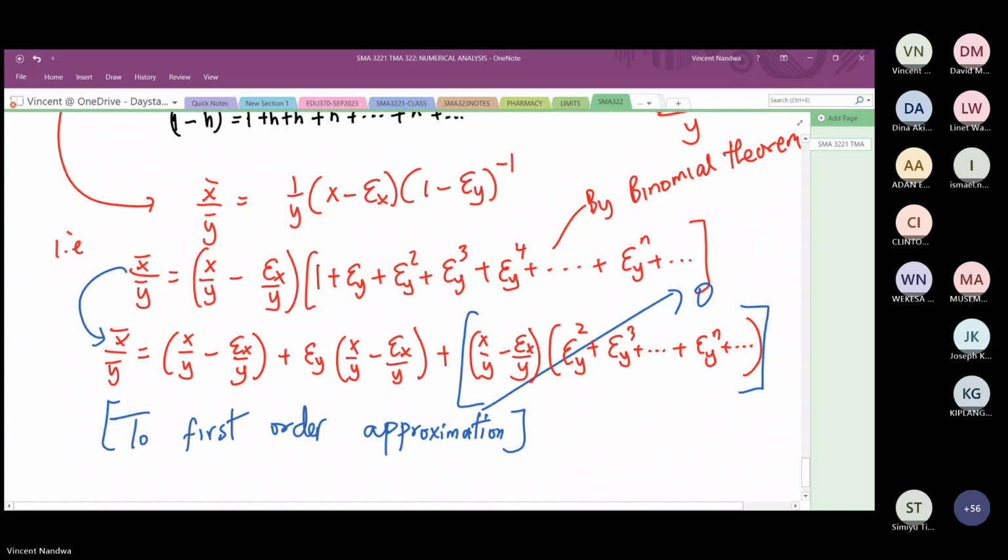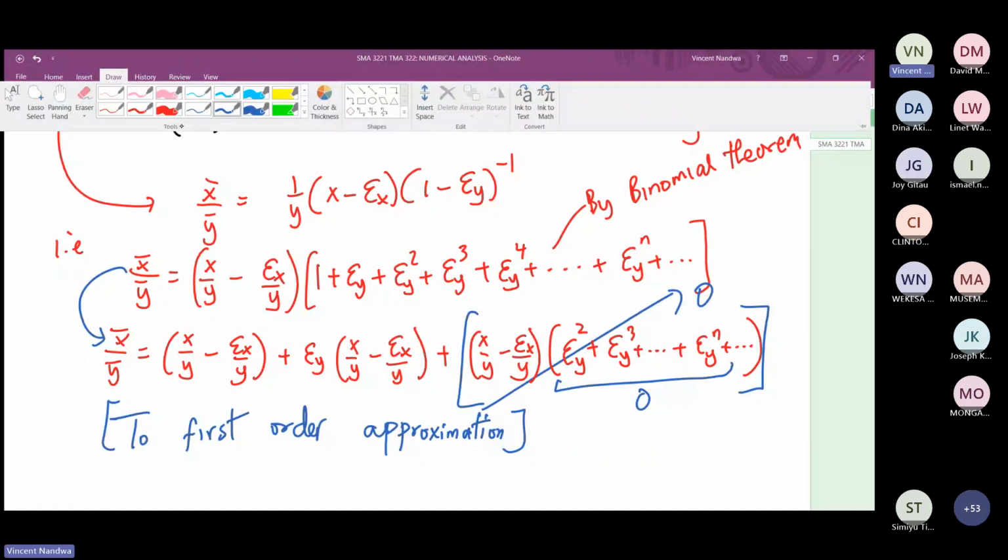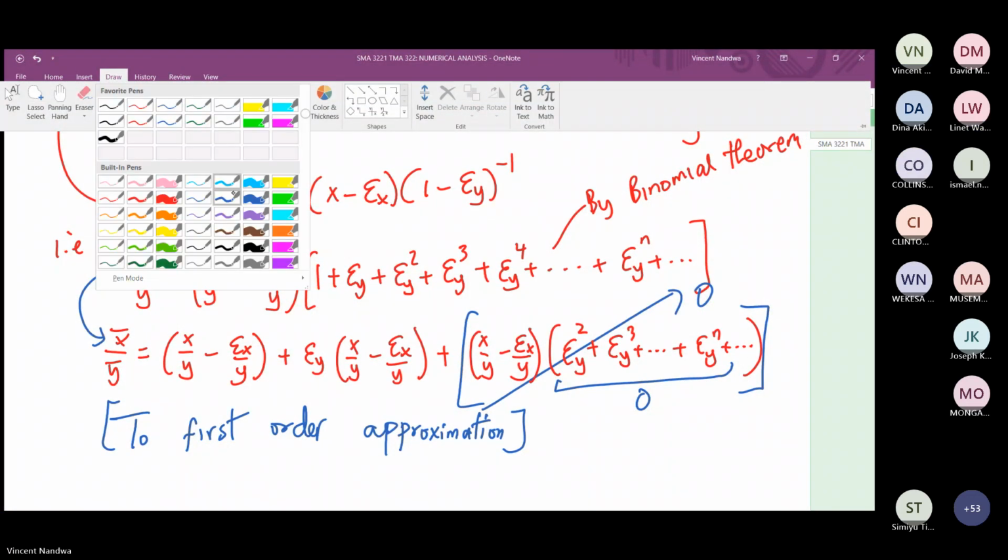And so you see the smallest error term here is to power 2. So you are sure that this part will be 0 and all other things will have powers more than 2. So the whole of this bracket will be 0. When you multiply by this other bracket, you get 0. So that's why I'm saying that everything here will be 0. Okay? Good.